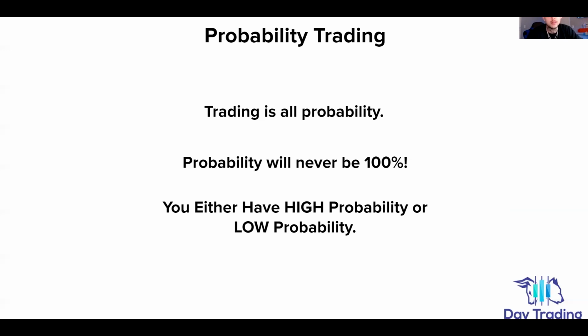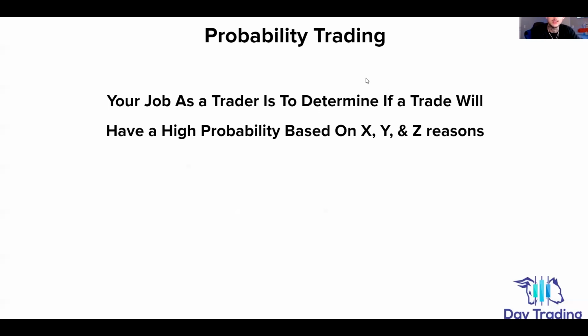In your high probability setups, you probably want to use a heavier position size than when you have a low probability setup, because again, the odds are more in your favor for it to play out. But just because the odds are more in your favor for it to play out doesn't mean it will. Just like the casino has a 5% edge over their gamblers, it doesn't mean that the casino is always going to win every single time. They're going to have that loss eventually, right?